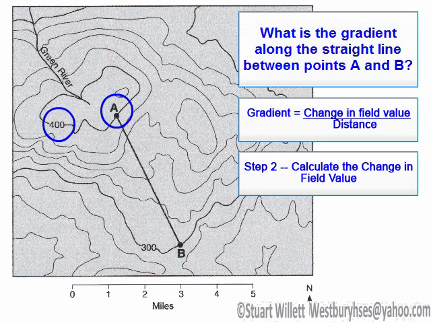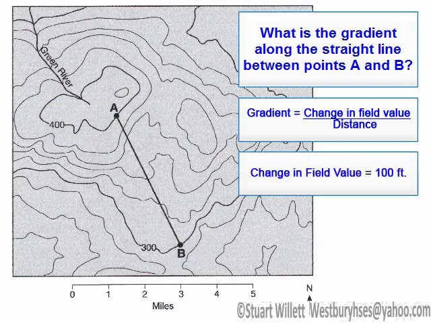A is equal to 400, B is equal to 300. The change from 300 to 400 is 100. So the change in field value is 100 feet. Now if you see, how did I know it was feet? Well, if distance is in miles, the elevation will always be in feet. If distance is in kilometers, the elevation will be in meters.